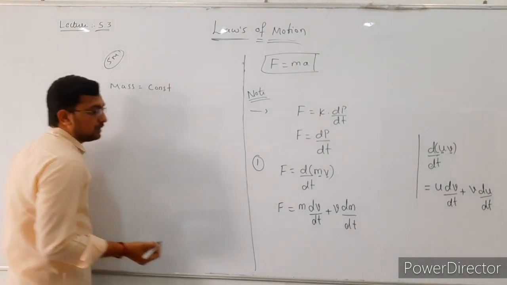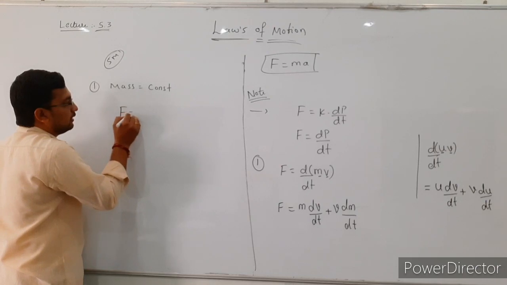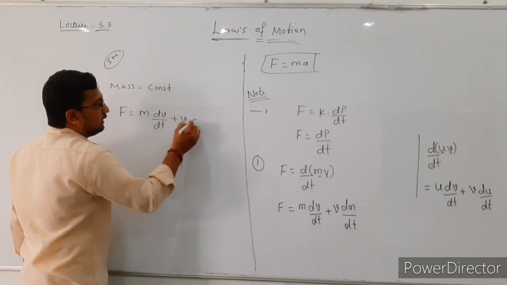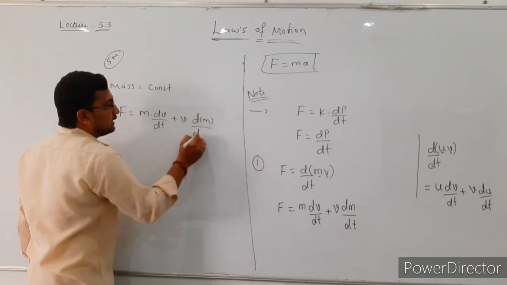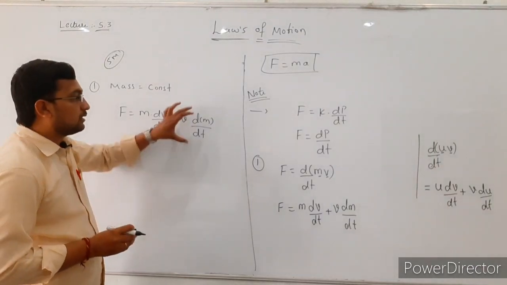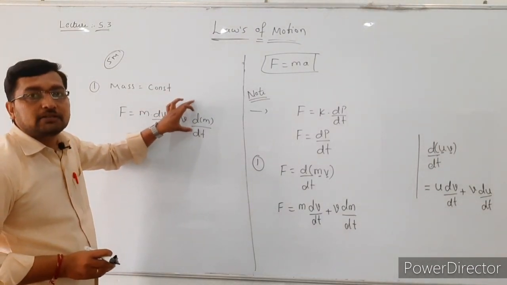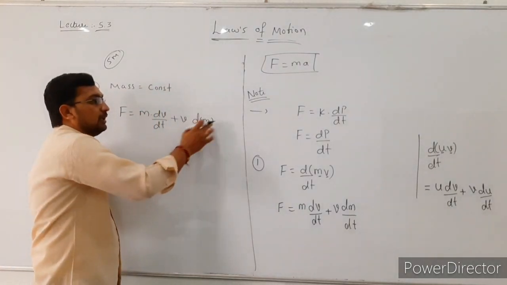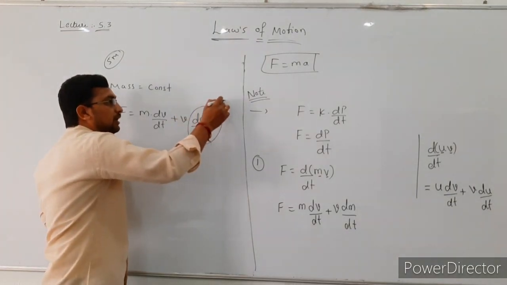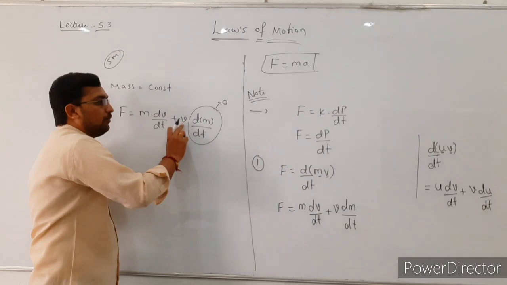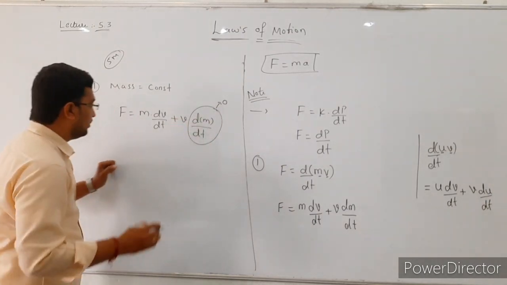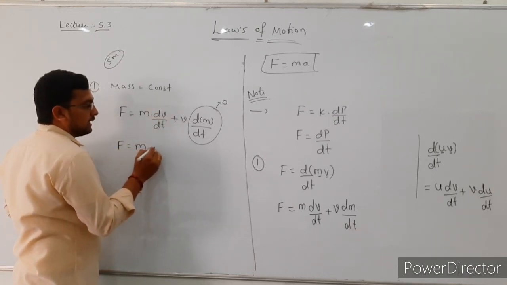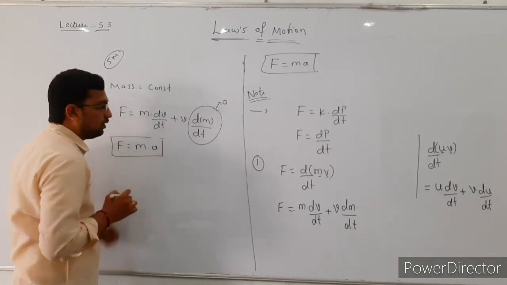If the mass is constant, then substituting here, the force is mass as it is, dV by dt, plus V dm by dt. In this case the mass is a constant term, and the differentiation of any constant term is 0. We are assuming that the mass of the system is constant, so dm by dt is 0, and V into 0 means the whole term becomes 0. Then the force is equal to mass into dv by dt, that is acceleration. That is, the force is equal to mass into acceleration.